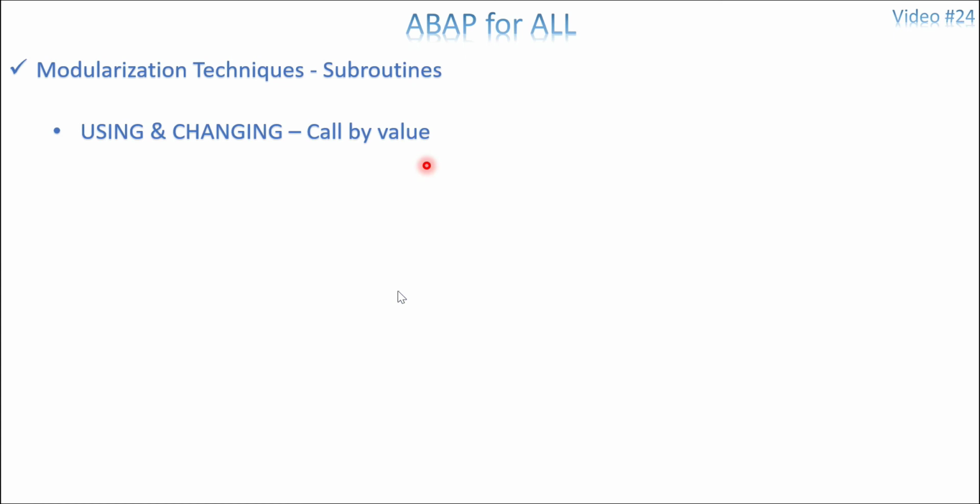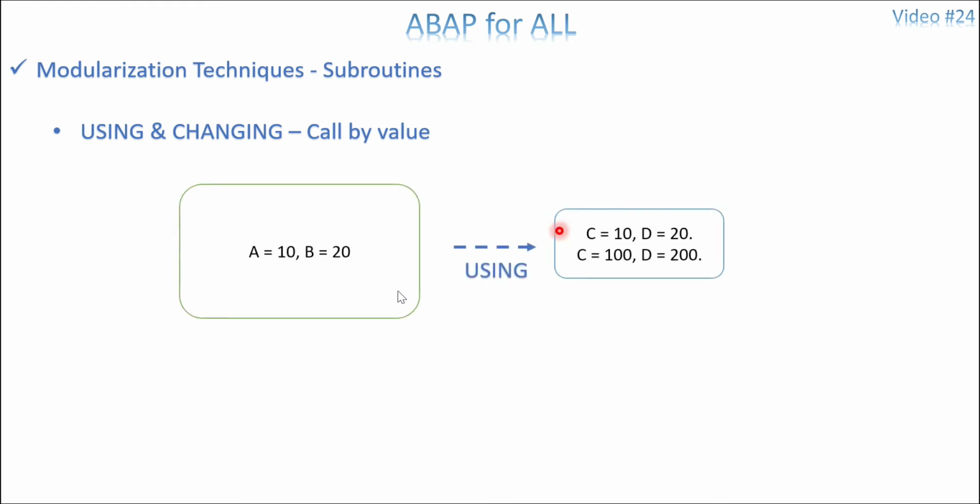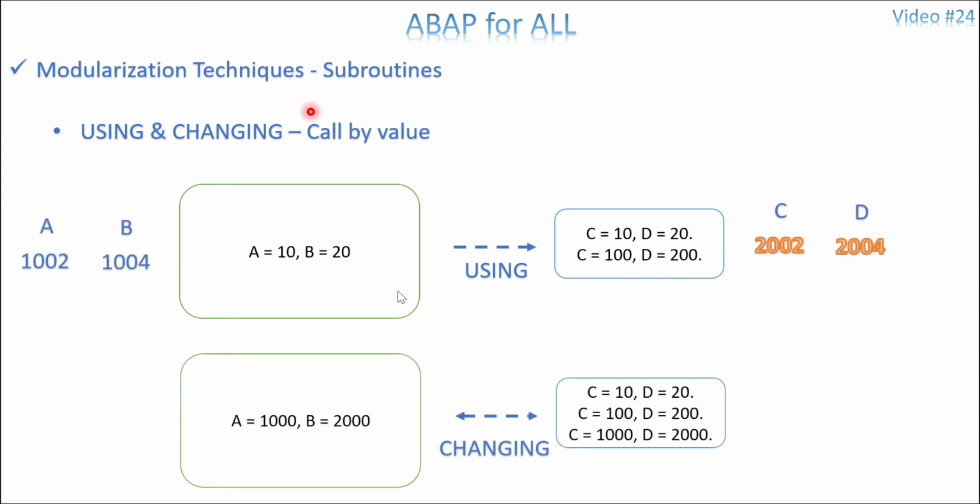So there is a difference over here, meaning using means make sure you are just using the value like this. If you use call by value with the using keyword, C is equal to 10, D equal to 20, and if some change happens in the subroutine, it's not reflecting in your actual parameter because the addresses are different. But changing, okay, even though the address is different, we are forcefully asking the system, please do a change whenever there is a change in your subroutine.